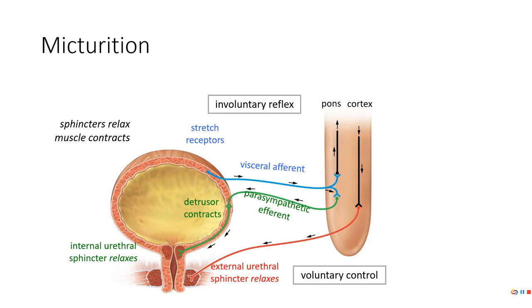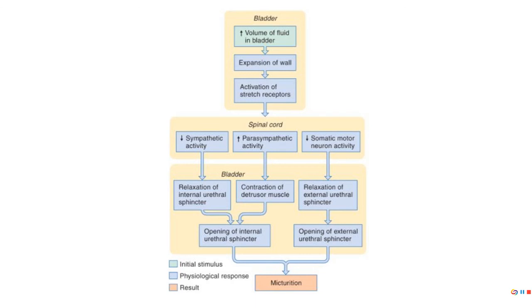So same thing, just we've got a flow chart here. Again, you fill up your bladder with urine. That causes the wall to expand, which activates stretch receptors. We decrease sympathetic activity and increase parasympathetic activity. That causes relaxation of the internal sphincter and contraction of the detrusor muscle, so that opens the internal sphincter. At the same time, we reduce somatic activity to the external sphincter, which allows it to relax. And then you pee.